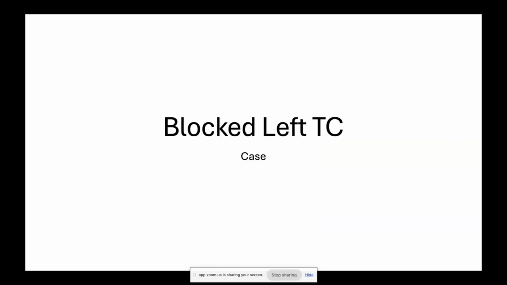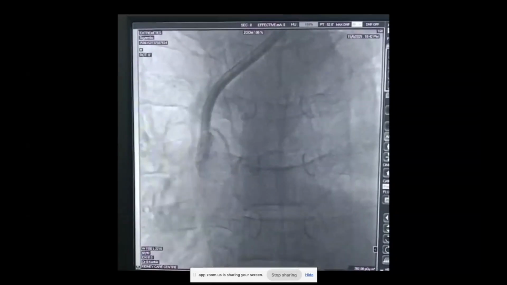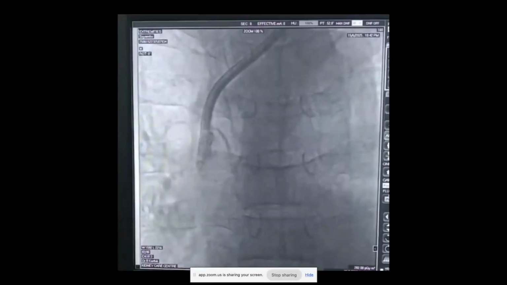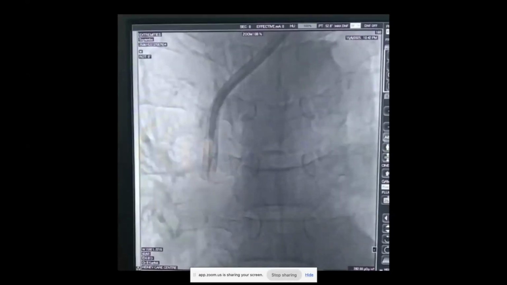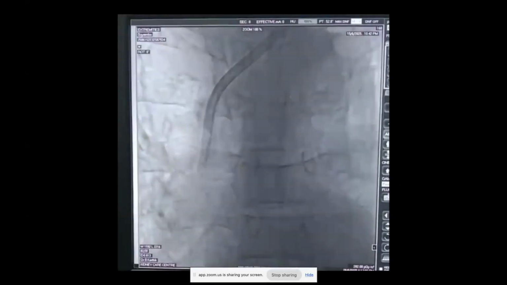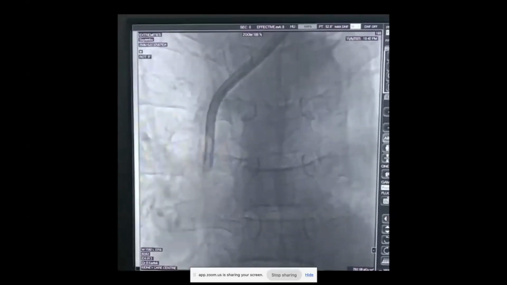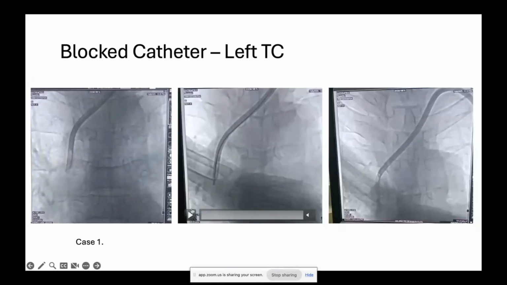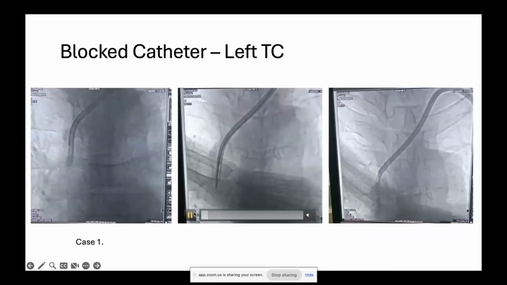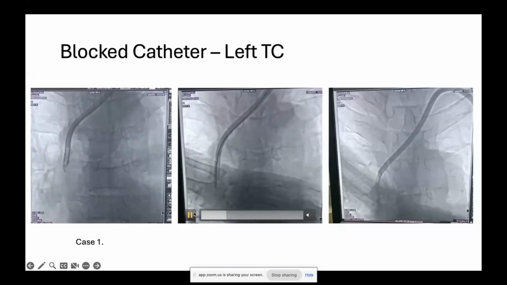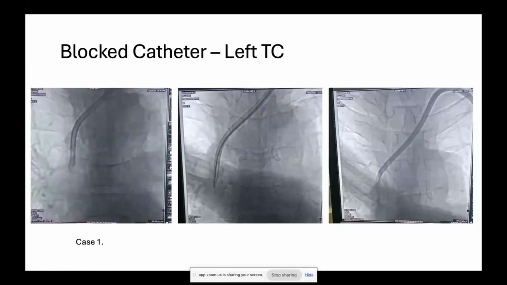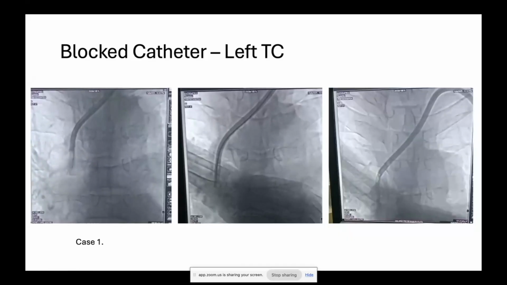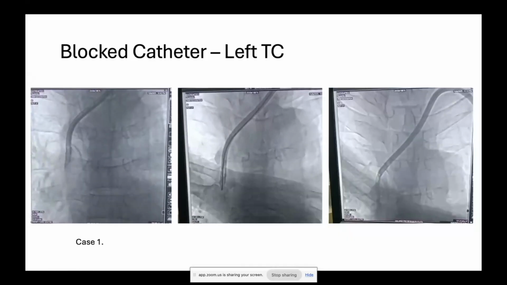So we went ahead with a contrast study in this patient. This is the first contrast study. As you can see, there was hardly any flow, and there was a delayed filling of the contrast in the catheter tip also. So we went ahead with passing a guide wire through the catheter, which was unsuccessful. We manipulated at the tip of the catheter, but still we could not pass the guide wire beyond this point. So we removed the catheter.